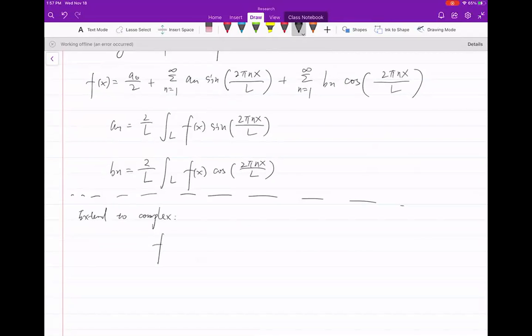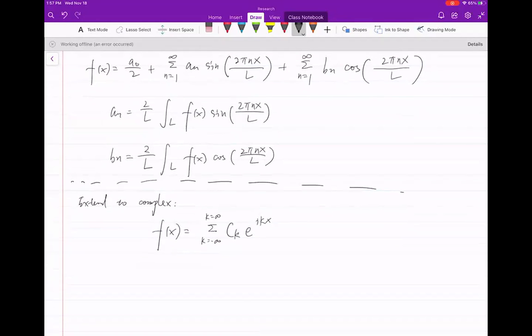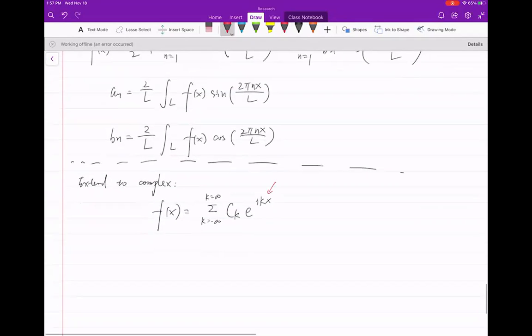I will skip the details. But basically what you have is a sum of c_k e to the ikx. This time you have cosine and sine both contained in here. Some variations, it doesn't really matter that much. When you write it down, you will see they're the same. Here k has something to do with your L and 2 pi.